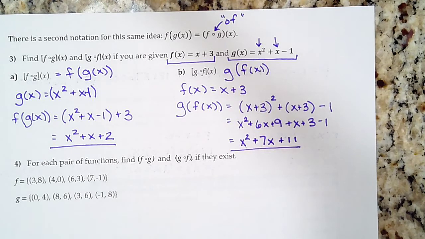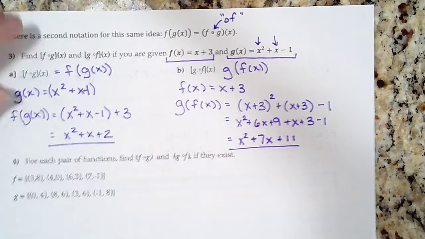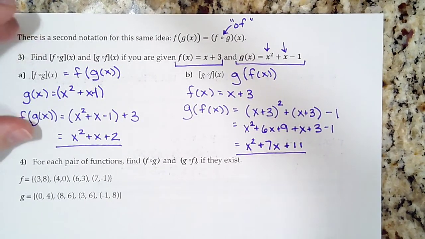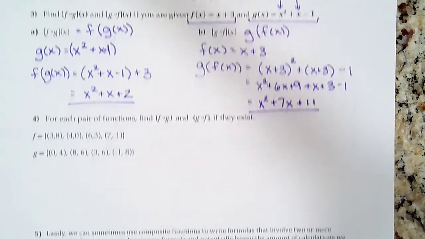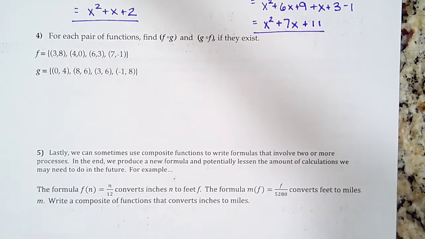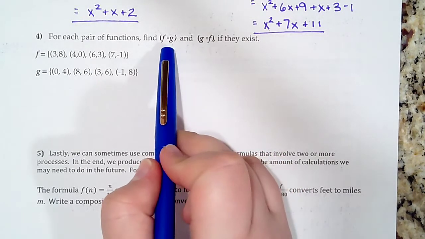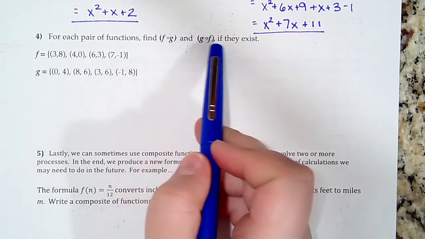Now, I think the next part is actually probably the trickiest because we've seen most of this before. All I've done is introduce new notation. This is where it gets tricky. It says for each pair of functions, find f of g of x and g of f of x, if they exist. The other thing I want to just note while I have a second here is that sometimes these are referred to as fog and gof.